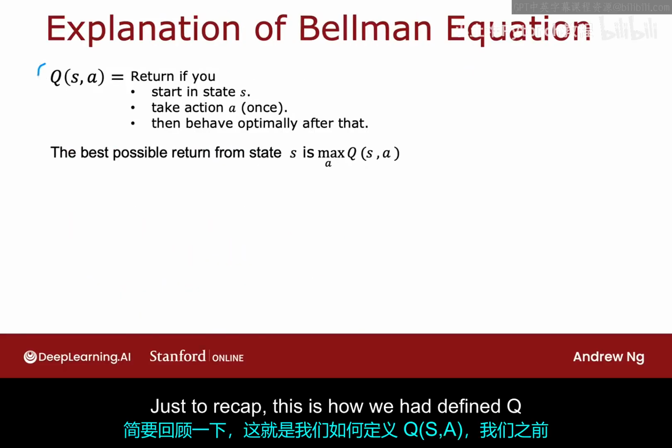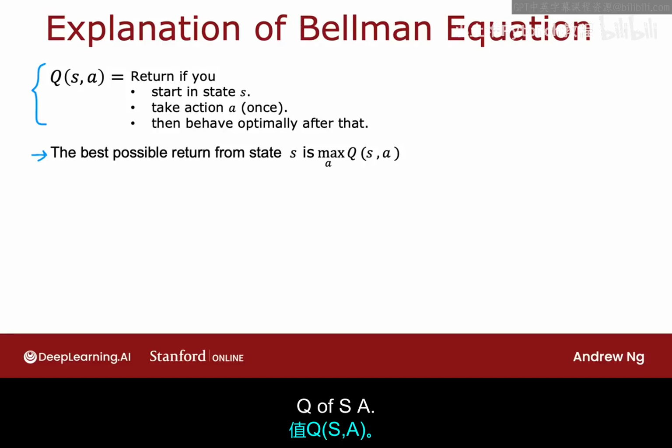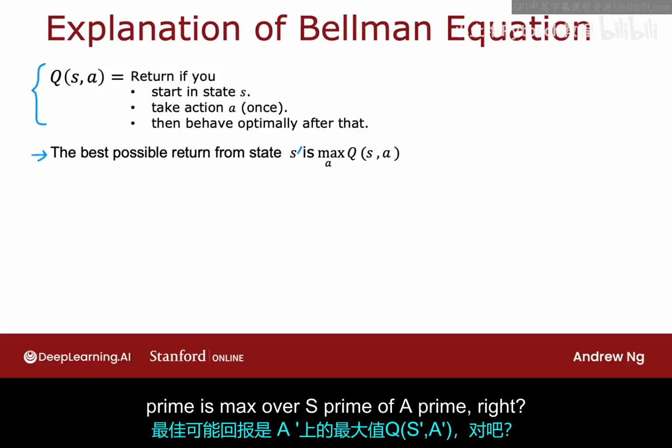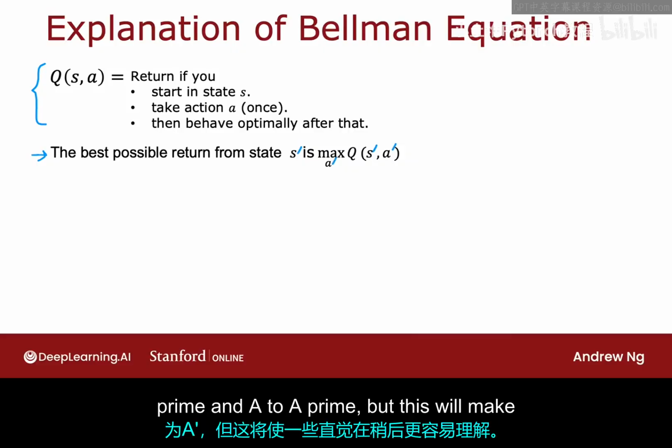Just to recap, this is how we had defined Q of S, A. And we saw earlier that the best possible return from any state S is max over A of Q of S, A. In fact, just to rename S and A, it turns out that the best possible return from a state S prime is max over A prime of Q of S prime, A prime. I didn't really do anything other than rename S to S prime and A to A prime, but this will make some of the intuitions a little bit easier later.